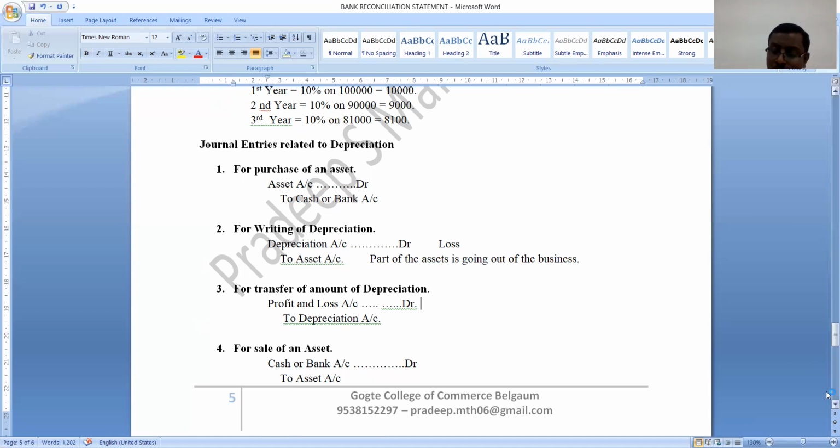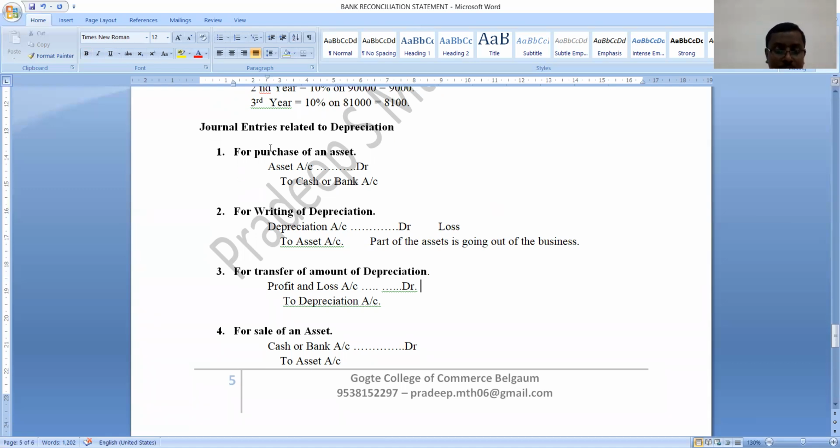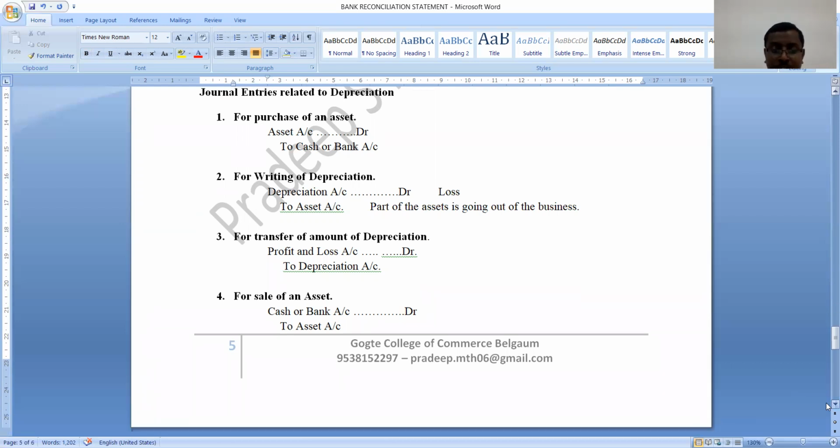These are three basic journal entries which you must remember all the time in order to solve problems on depreciation. Now, the remaining three journal entries, that is the fourth, fifth, and sixth, are some advanced entries. These are related to sale of an asset and profit or loss on sale of an asset. Suppose you sold an asset, what would be the journal entry? Cash account debited to asset account. If you sold an asset, cash comes in, asset goes out.